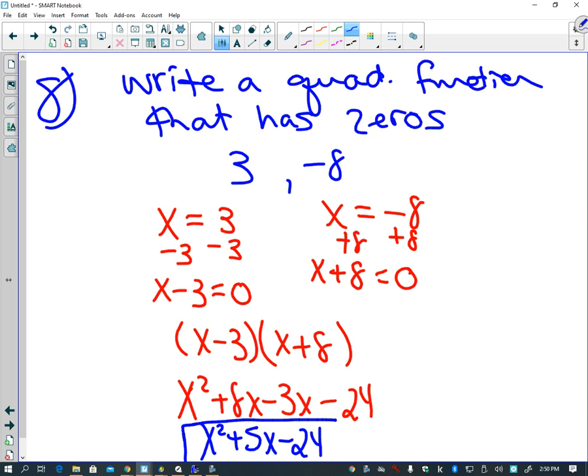Okay? That's the answer. So you start with the solution and you go back to the question. So it's kind of like Jeopardy. Here's the answer. What was the question? Okay? So they said the solution is 3, negative 8. And you would say, what is x squared plus 5x minus 24? Impressive, right?